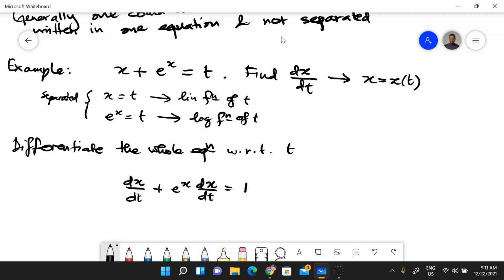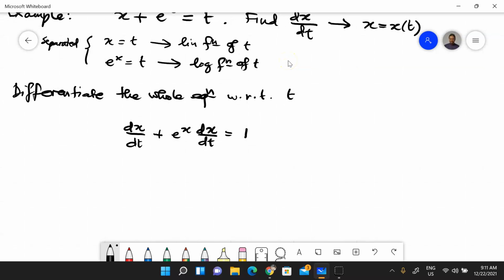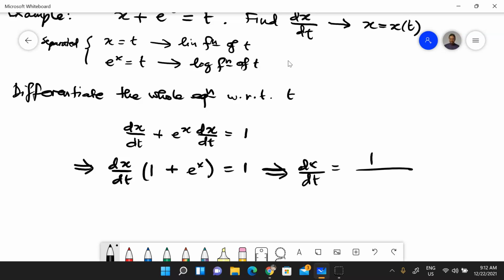Okay, so there you can see that I can rewrite this equation, collecting the terms having dx/dt as a common factor. So dx/dt, this is 1 times dx/dt, and then this is e to the x times dx/dt. And this will actually give us then dx/dt is simply equal to 1 over 1 plus e to the x.